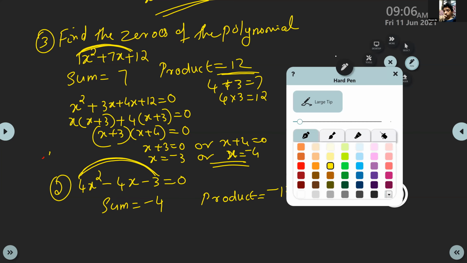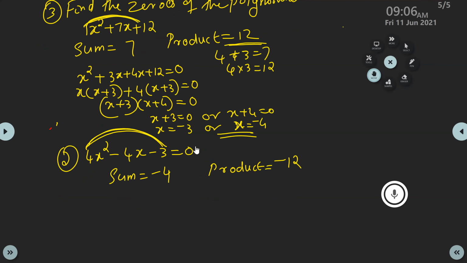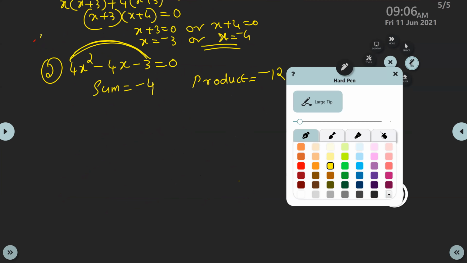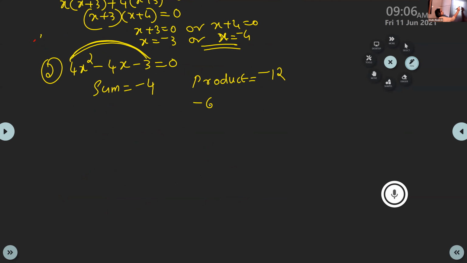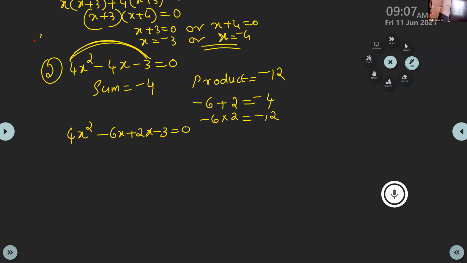Okay, good. Negative 6 and 2. Negative 6 plus 2 is negative 4, correct. Negative 6 into 2 is negative 12. Very good. So split the middle term using that: 4x square minus 6x plus 2x minus 3 equal to 0.